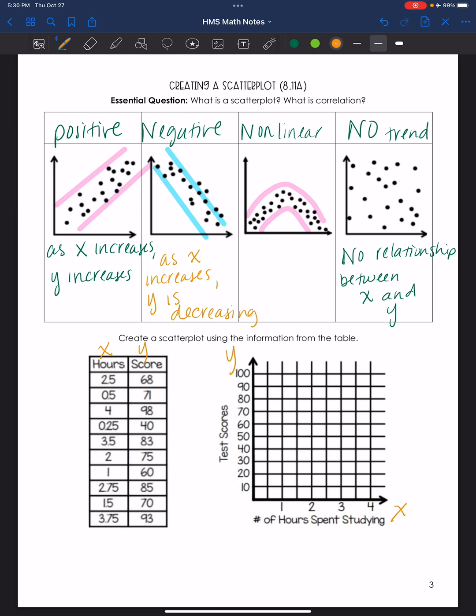All right, first ordered pair, 2.5 and 68. So I'm going over to the 2.5 and then up to the 68, which is right below 70. There we go. Check. And then I have 0.5 and 71. So that is halfway between 0 and 1. And then going up to the 70, which is just above the 70, 71.